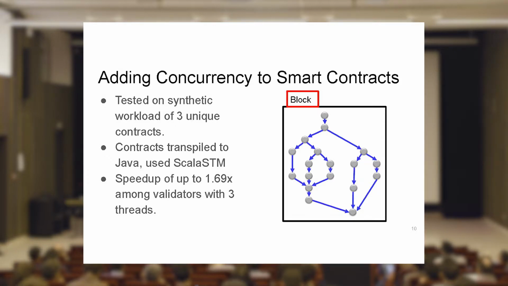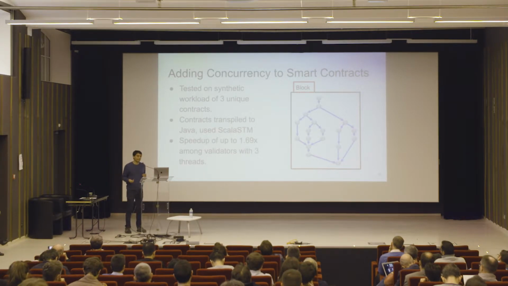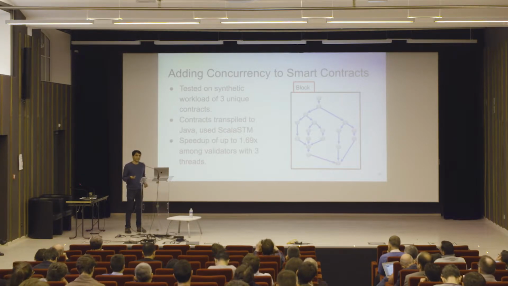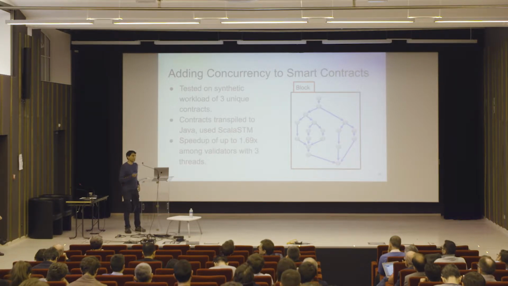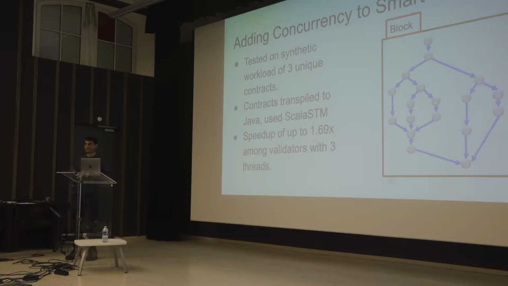So in the original work on adding concurrency to smart contracts, the work was tested on a synthetic workload of 3 unique contracts. And since there isn't software transactional memory available for running Ethereum bytecode, what they did in this paper was instead they took some Solidity contracts and basically translated them into Java, and then applied Scala STM in this case, and then looked at the results that were obtained in this way. And what they got was, with 3 threads, they saw a speedup of 1.69x.